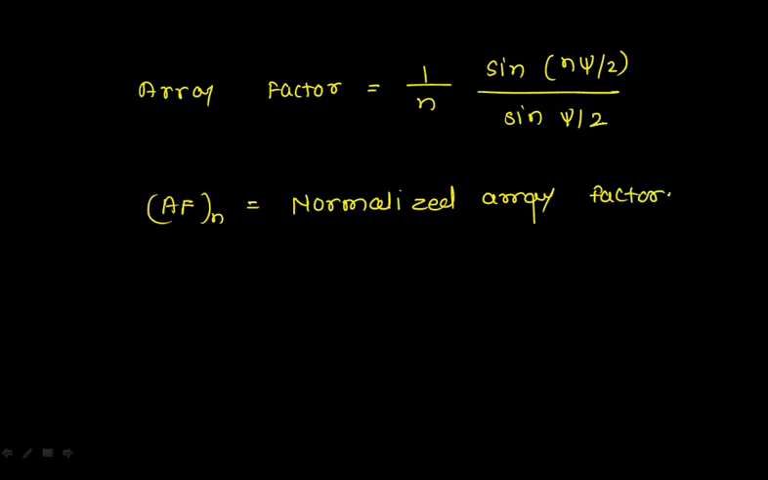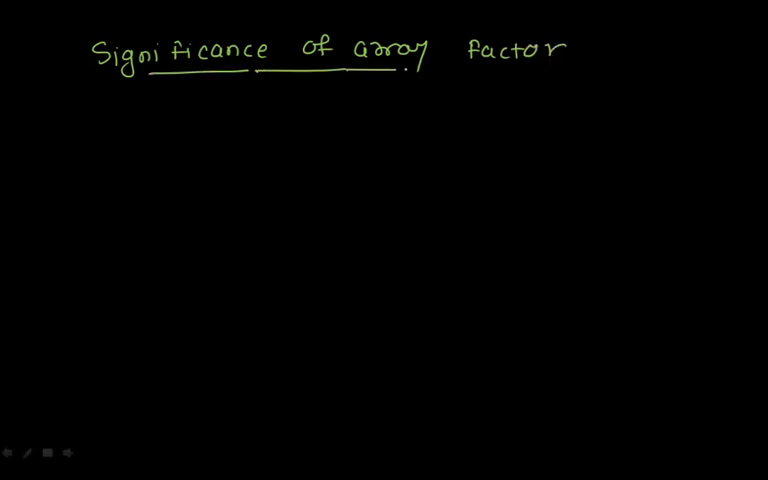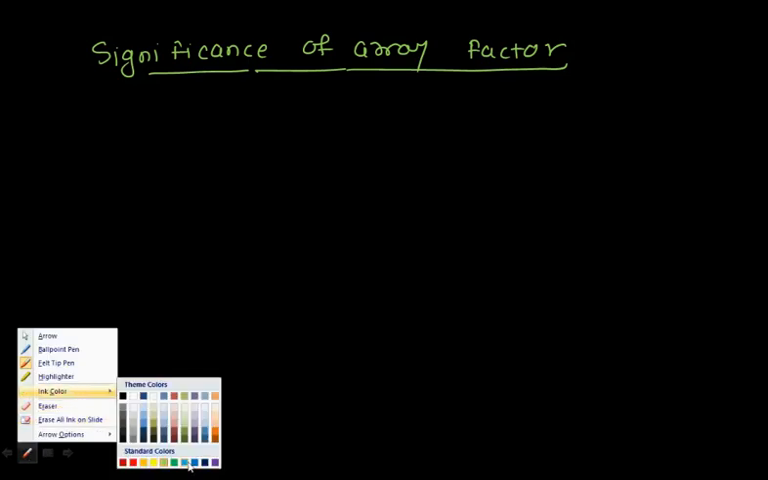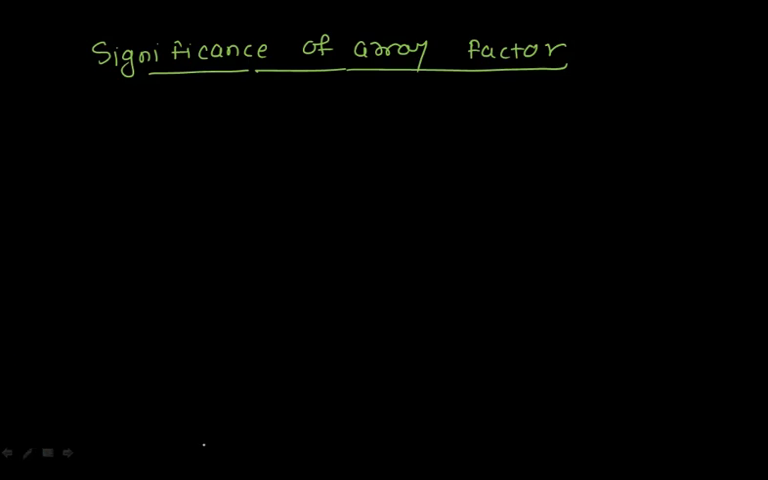Now, what is the significance of the array factor? If I have an n element array, and I don't know what the radiation pattern will be, and I'm not sure whether the elements I'm using are isotropic in nature, then to analyze such arrays we can use this array factor by using the pattern multiplication rule.